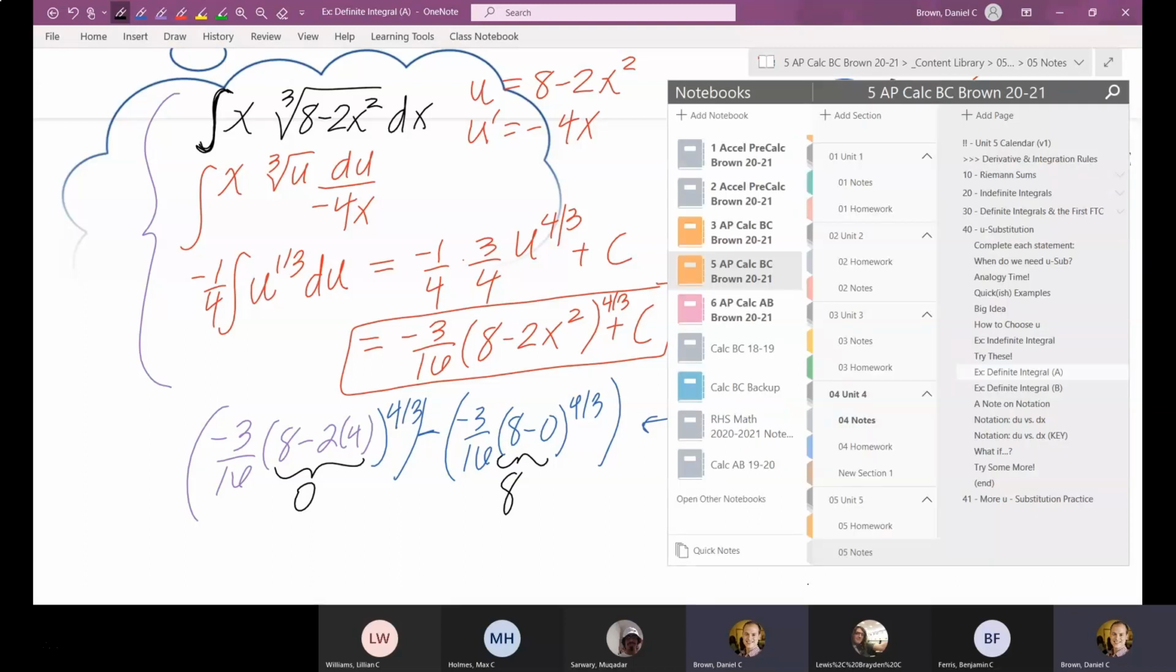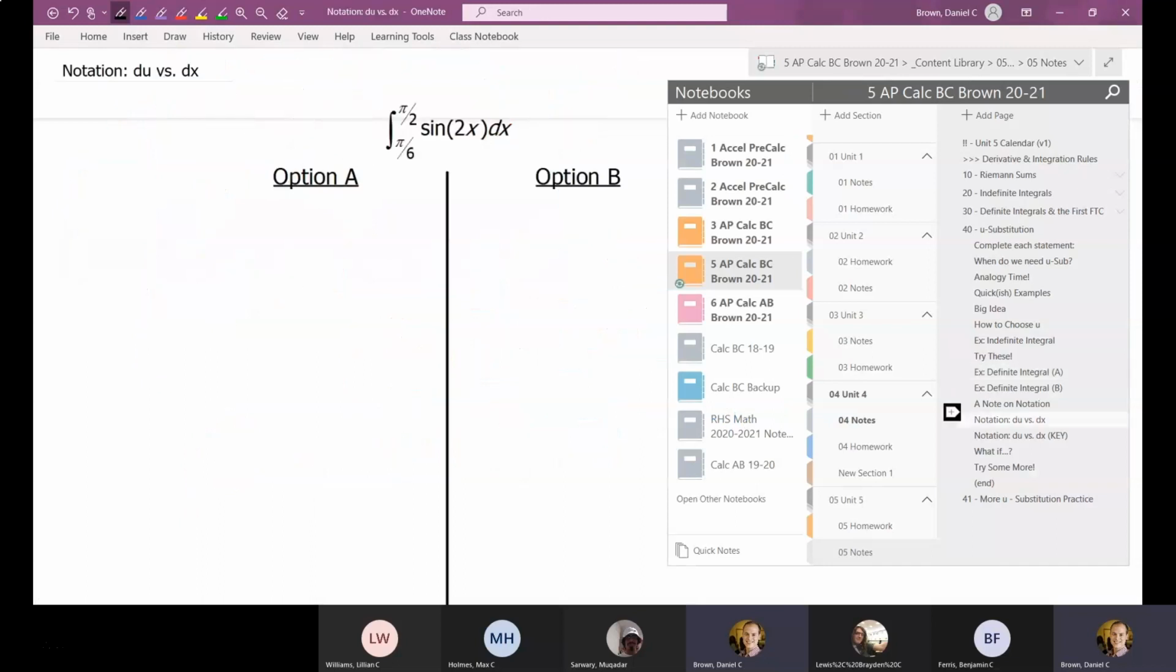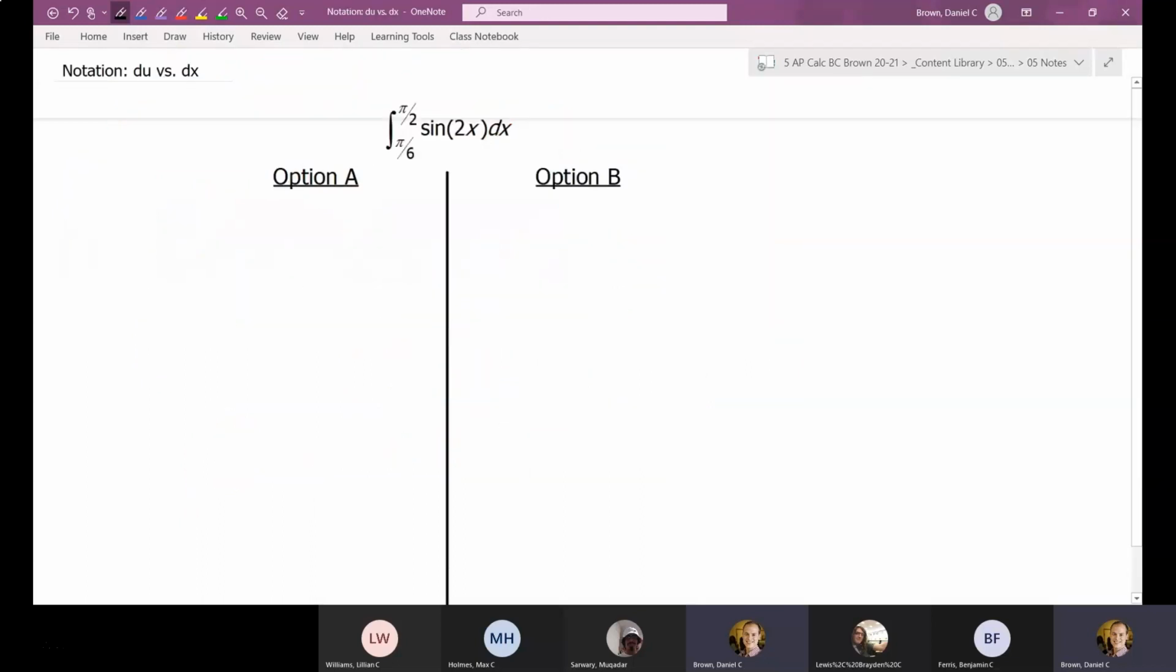How I wanted to finish up today's notes is the one that says notation du versus dx. I want you to evaluate that definite integral, and I do want you to do it two different ways, just to see if you get the same answer and to practice that method. Option A, do the indefinite integral first, put it back into terms of x, and then plug in the top number minus the bottom number. For option B, practice it where you put everything in terms of u, including the numbers on the integral sign, evaluate it, and confirm that you get the same answer. So go ahead and try those for me. We'll check it, and then this is where we're going to wrap up today's portion of notes.